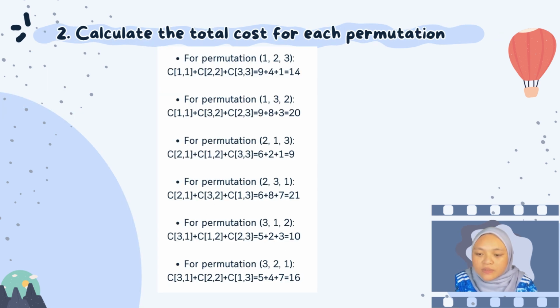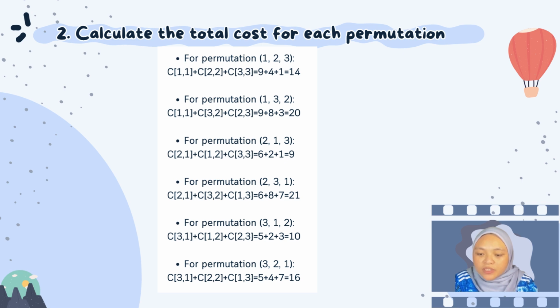For the next step, we need to calculate the total cost for each permutation. For the first permutation, we get person 1 job 1 plus person 2 job 2 plus person 3 job 3, which is 9 plus 4 plus 1 equal to 14.